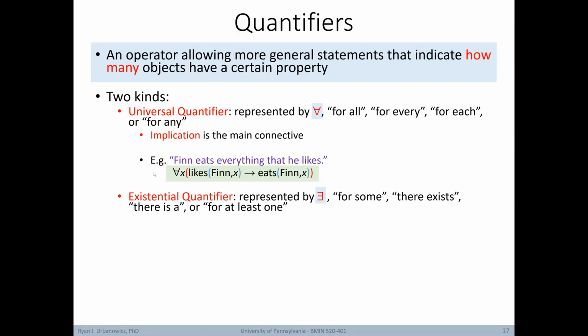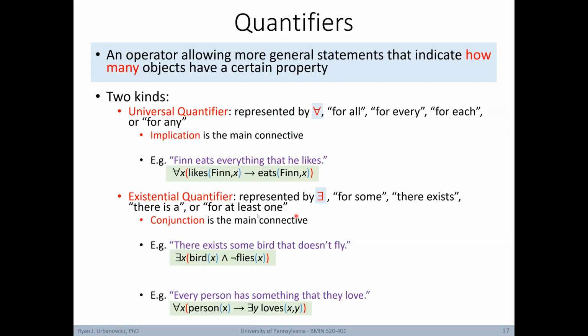Differently, an existential quantifier is represented by this symbol. It means for some, there exists, there is a, or for at least one. The conjunction is the main connective of the existential quantifier. "There exists some bird that doesn't fly." This is written as follows. There exists a bird and it does not fly.